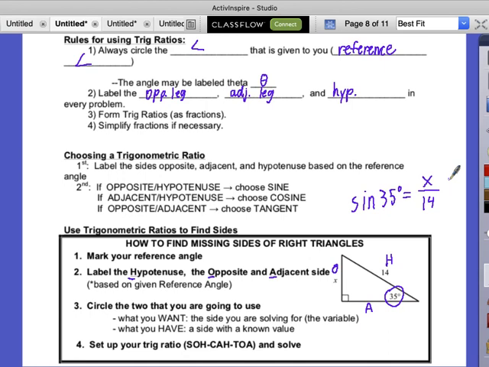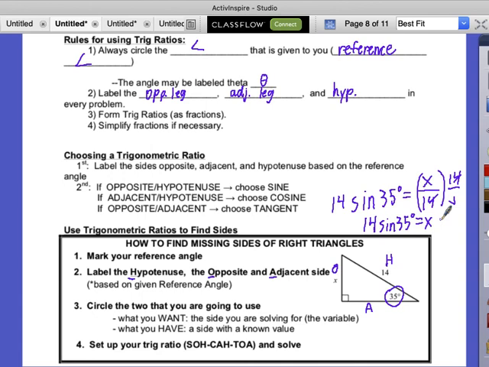Now you can't separate sine and 35. We're taking the sine of 35 degrees; this is all one thing when you say sine of 35 degrees. How would you get x by itself here? Multiply by 14 on both sides. Those simplify out. So we have 14 times the sine of 35 degrees equals x.